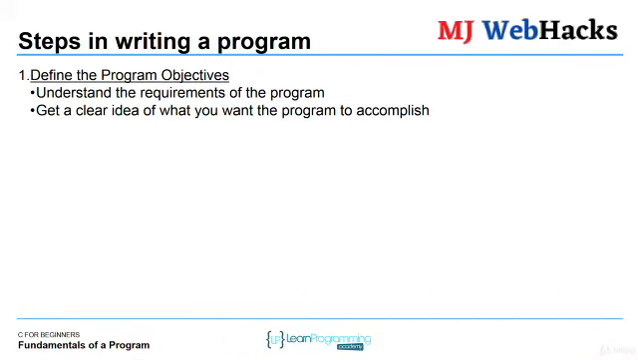The first step is going to be to define the program objectives. This is where you're going to understand the requirements. You cannot start writing code unless you understand what you need to do. So you need to get a clear idea of what you want to accomplish in this step.